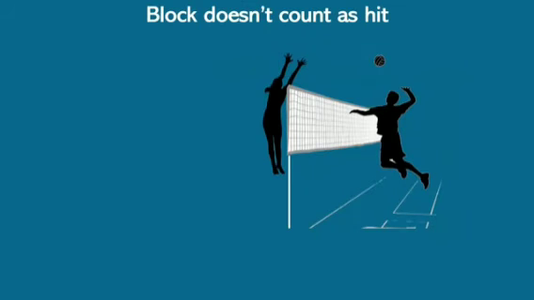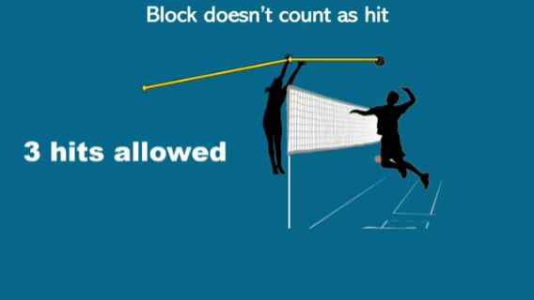Now, one thing that you need to keep in mind is that a block doesn't count as a hit. So a team is allowed to have 3 hits to pass the ball, but the block doesn't count. So in this case, let's say it hits the blocker's hand and goes to the team, they would still have 1, 2, and 3 hits to get the ball back.